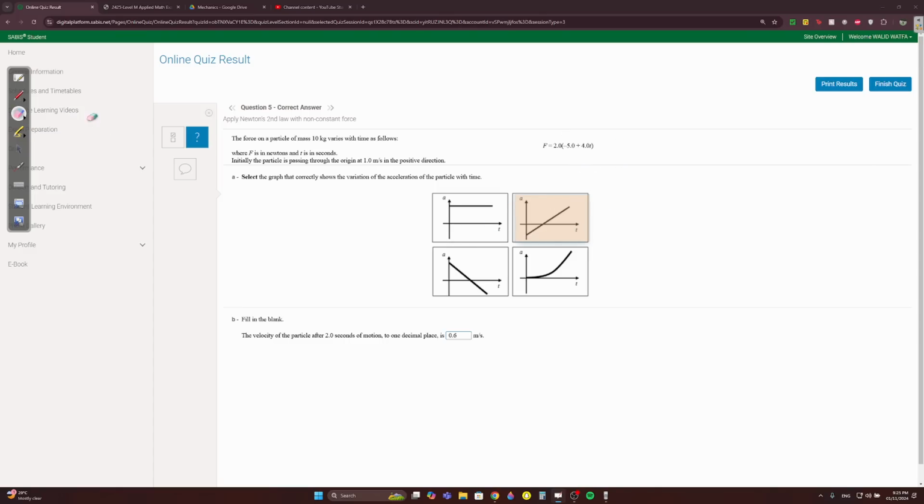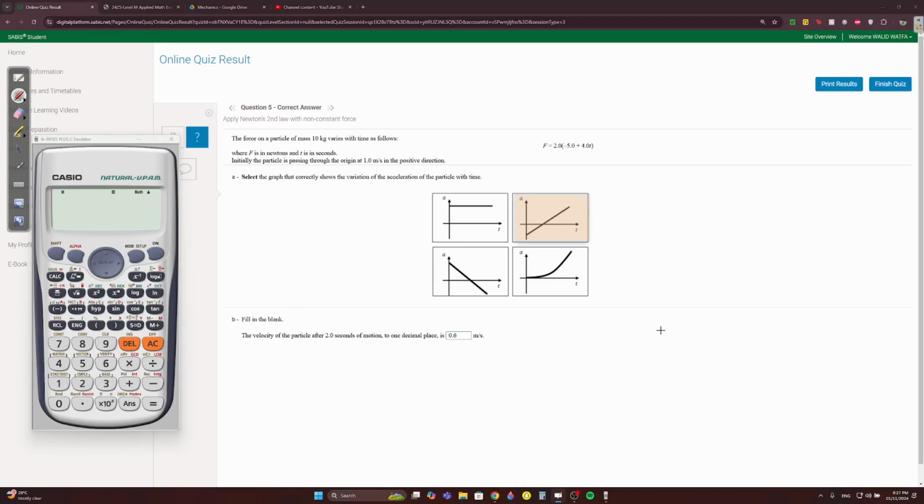The velocity of the particle after 2 seconds of motion is what? For this part, I doubt it's gonna come. It didn't come when it was in the CA last time, but you have to use integration. First you can find the acceleration, and then integrate it, because velocity is equal to the integral of a dt. Okay, let me find acceleration. Acceleration is equal to force over m.